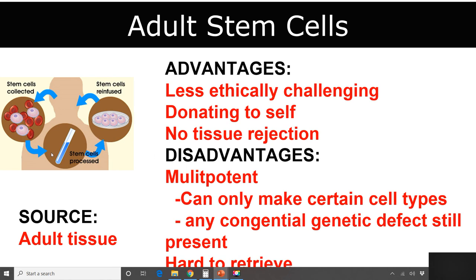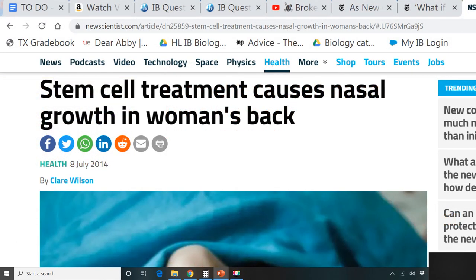And then the other thing is they're kind of hard to retrieve. So for example, if you wanted a blood stem cell, you'd have to basically crack open your bone and get at the bone marrow. So that's the disadvantage. The other thing is, and I said this earlier, it's hard to make stem cells behave how you want them to or how you expect them to.